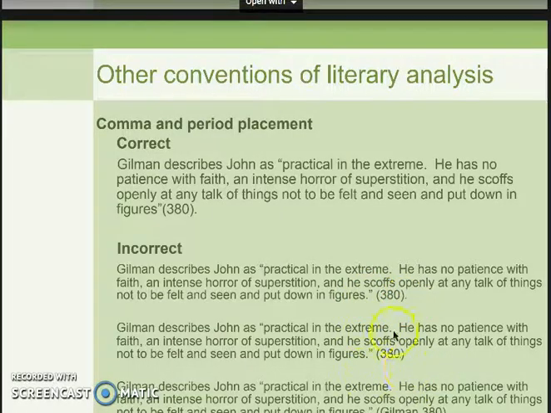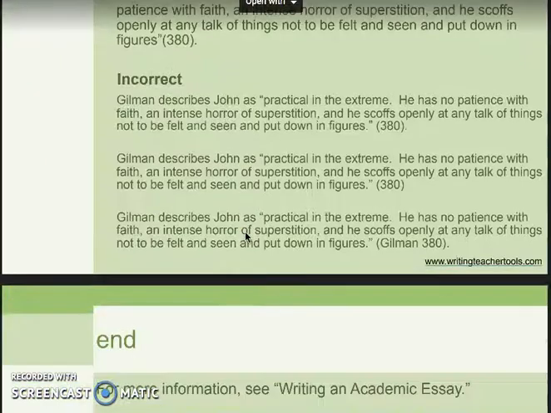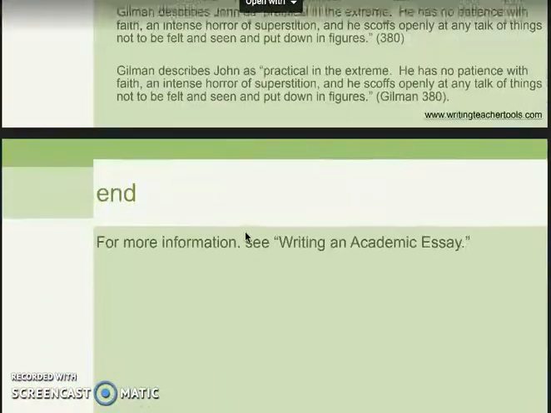Here we have a floating citation. It always has to be attached, so you've got to put the period. And here we have craziness because it says Gilman here and then it says Gilman again, double periods, all kinds of redundancy on this one. So this is the correct one. If we put the author's name, then we just have the page number and the period following the parenthetical citation.